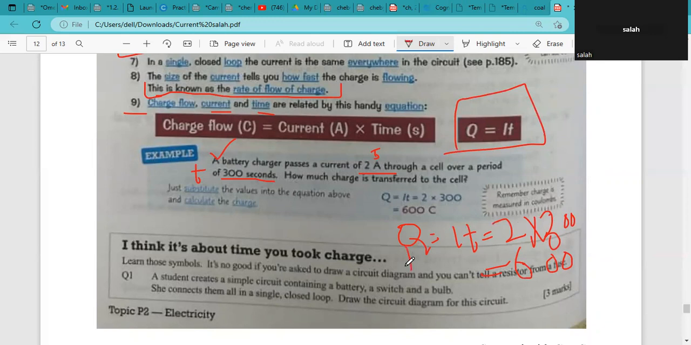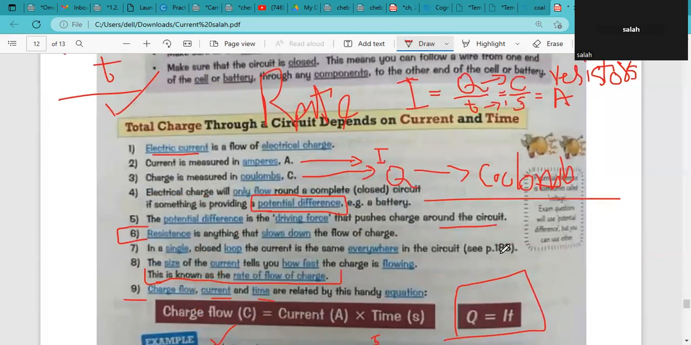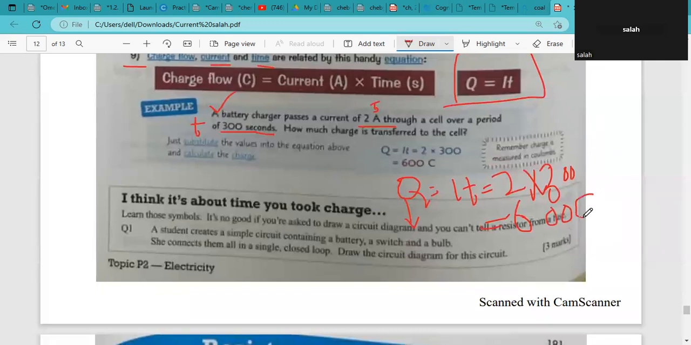What is the unit of charge? Coulomb. So we write it as C.